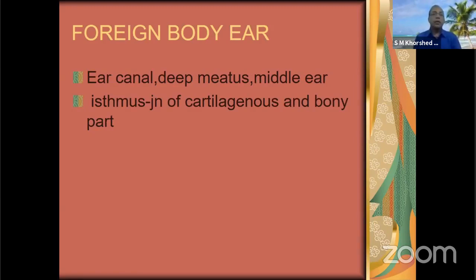Foreign body ear: ear canal, deep meatus, middle ear. One thing, just this slide, isthmus. When the foreign body goes beyond the isthmus, the isthmus is the point of junction of the cartilaginous and bony parts. In the ear canal, this is the narrowest part. And just beyond the isthmus, the ear canal is deep in the anterior part. So sometimes an examination of the ear can miss a small foreign body if it is in the deep meatus.